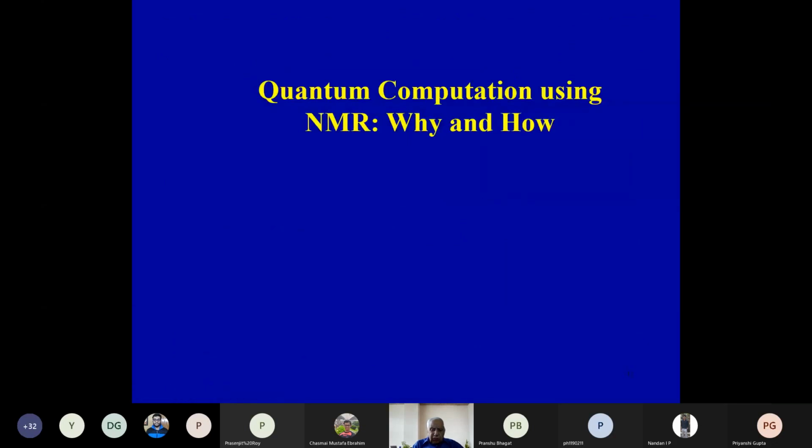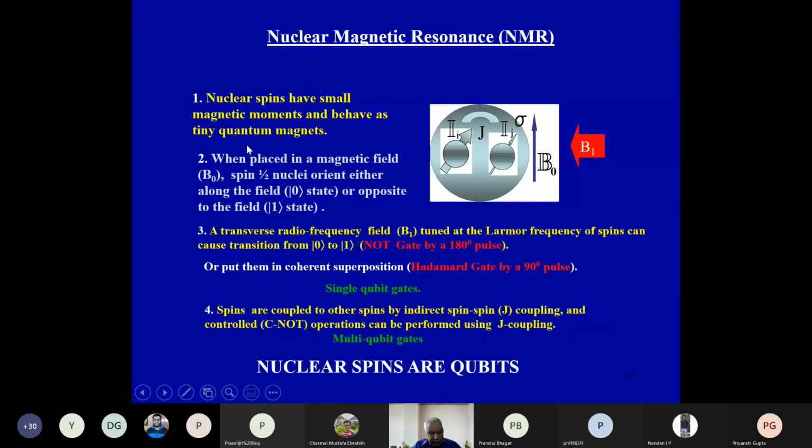All right, we come back to NMR. We are NMR technicians. We work in development of NMR techniques, and so we also explore quantum computing using NMR, why and how. Your nuclear spin has a small magnetic moment and behaves like tiny quantum magnets. When placed in the magnetic field, they either orient parallel or anti-parallel to the magnetic field if they are spin half nuclei. A transverse radio frequency field B1, tuned to the Larmor frequency of the spins, can cause transitions from 0 to 1. It's a NOT gate by a 180-degree pulse.